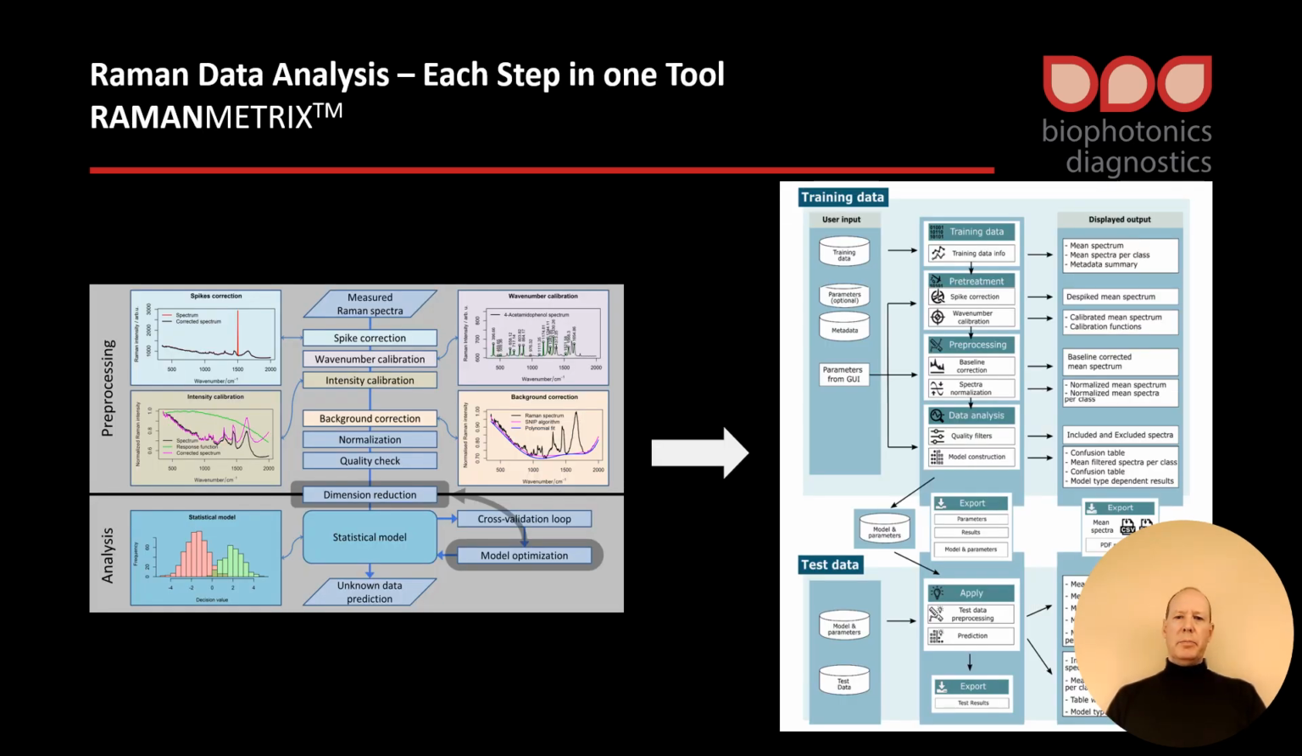As Raman spectra need the most complex data analysis pipeline, our software is called RAMANMETRIX. You see on the left-hand side of this slide the necessary data analysis pipeline for Raman spectroscopic data with a lot of pre-treatment, pre-processing, and model building steps. We do not need to go into the details.